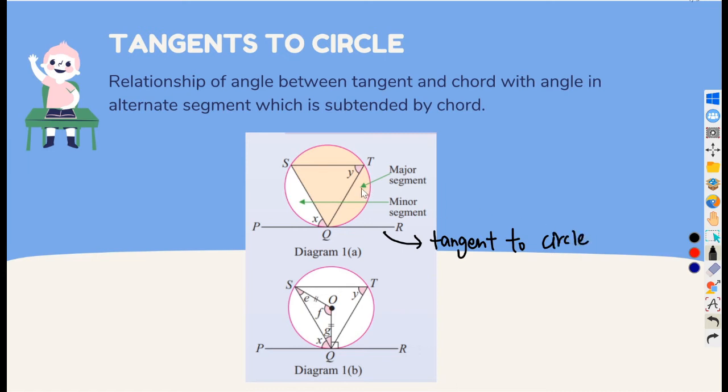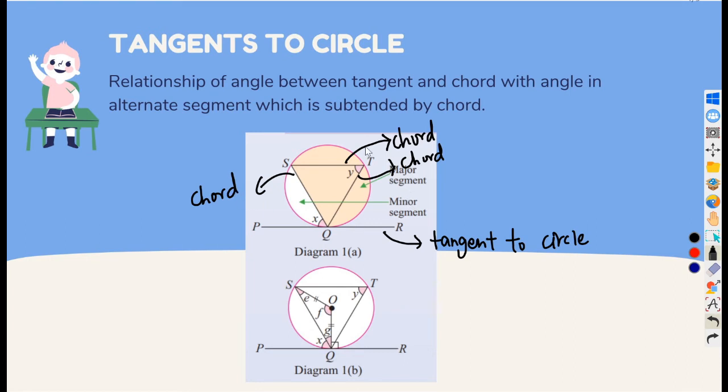As you can see, this one is the minor segment, and the shaded one here is the major segment. The line ST here is a chord. The line QT is also a chord, and the line SQ is also a chord.